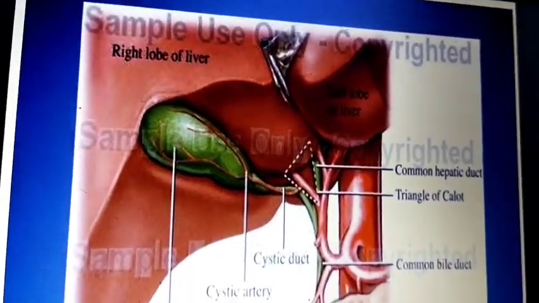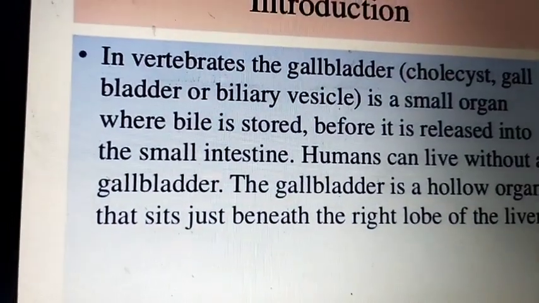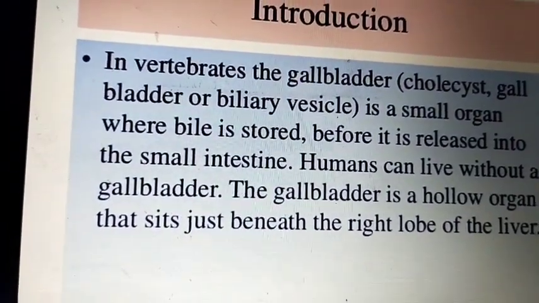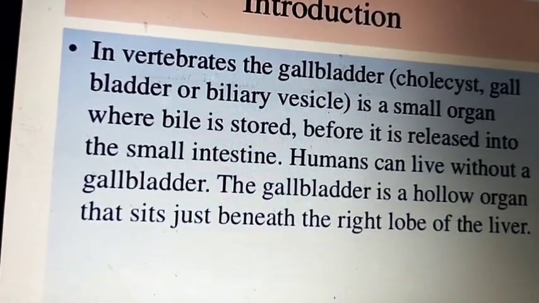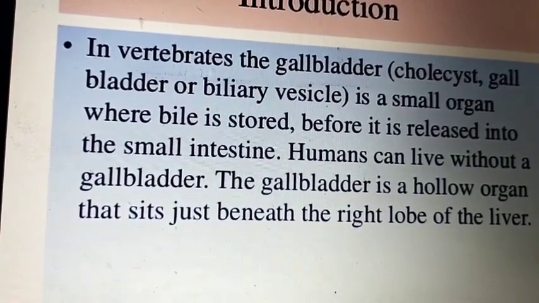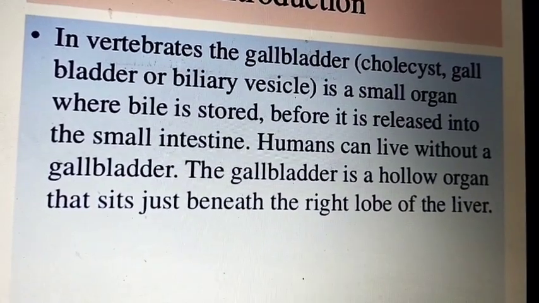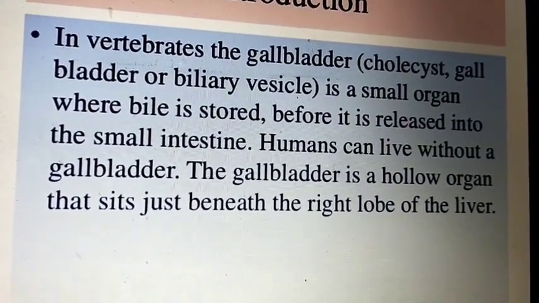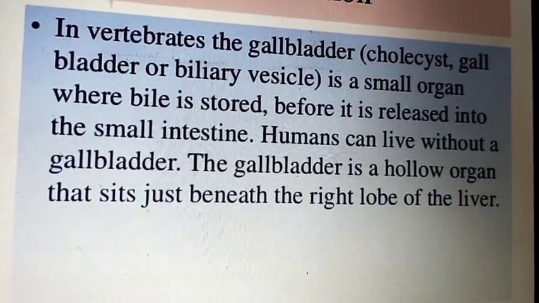Can go for the next slide. Introduction. In vertebrates, the gallbladder, also called the cholecyst or biliary vesicle, is a small organ where bile is stored before it is released into the small intestine. Small intestine here means the second part of the duodenum. The human can live without a gallbladder.